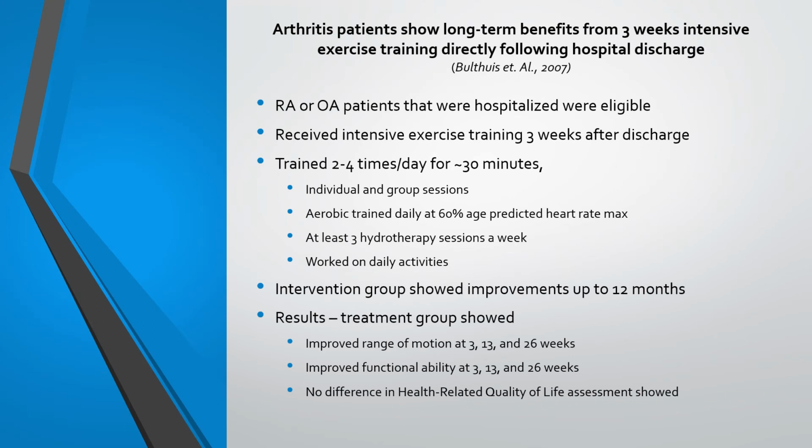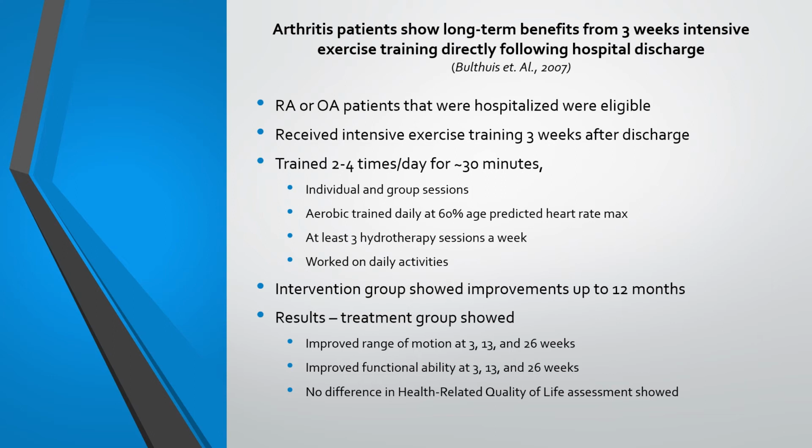For the next study, this is looking at rheumatoid arthritis or osteoarthritis patients that were hospitalized because of symptoms due to their arthritis. So they ended up receiving very intensive exercise training 3 weeks after discharge, and then they compared it to a control group. So their intense training basically was about 2 to 4 times a day for about 30 minutes. They did individual and group sessions.